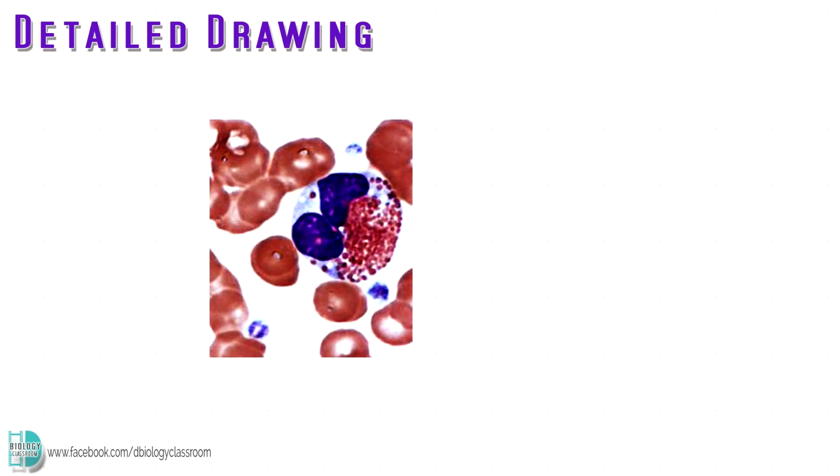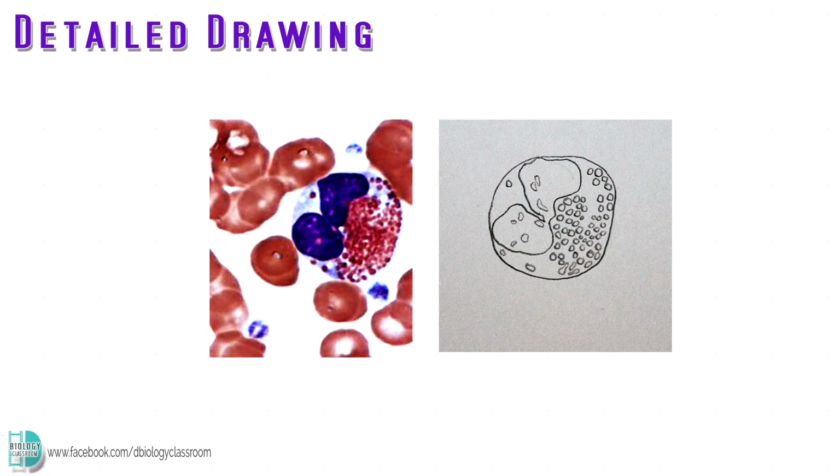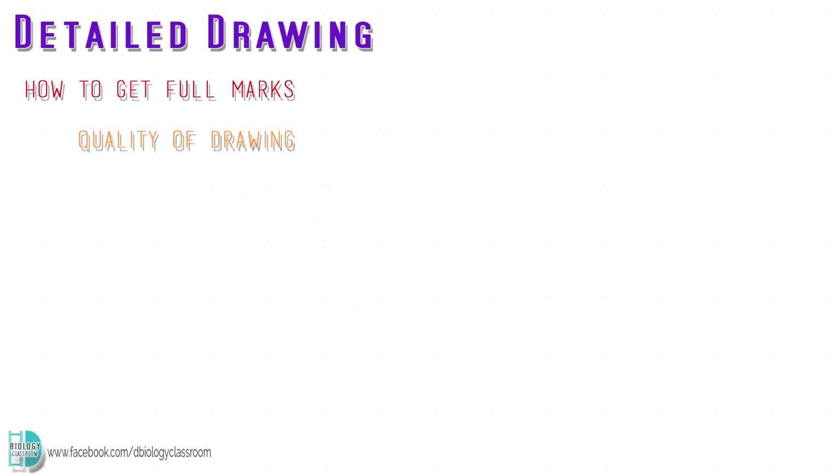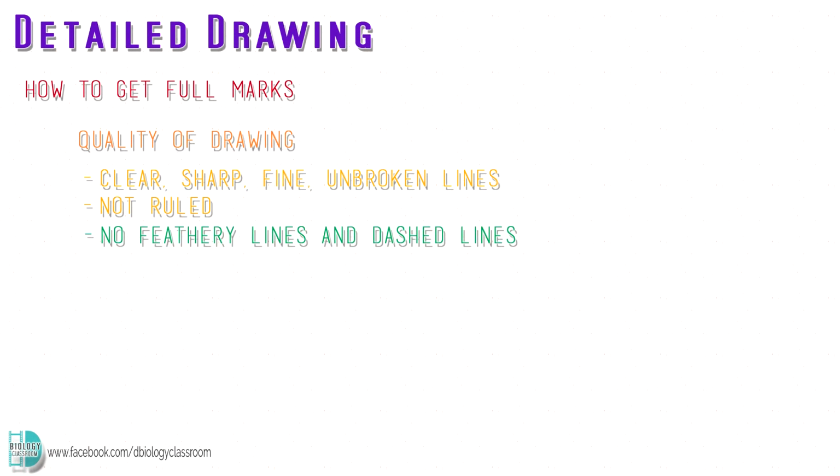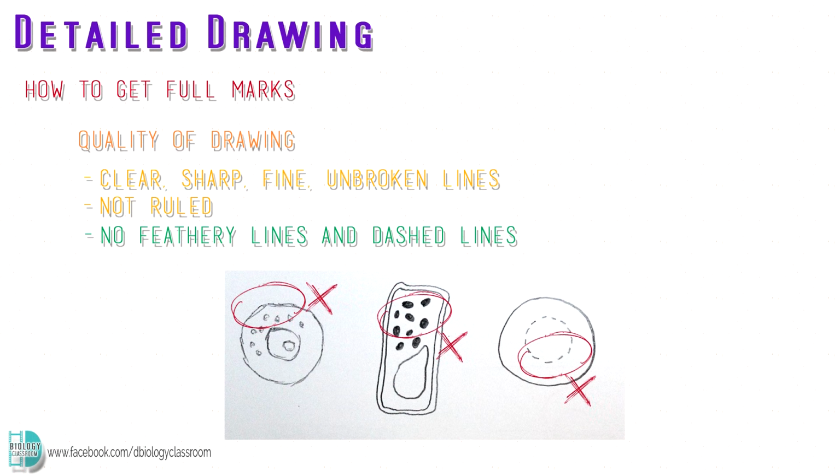This is a photomicrograph of blood cells. Let's say you are asked to draw 1 white blood cell. This is how the drawing should look like. So, how do you get full marks? First, the quality of your drawing. Again, all the lines should be clear, sharp, fine, unbroken, and not ruled. Feathery lines and dashed lines are not allowed, so do not make a sketchy drawing.